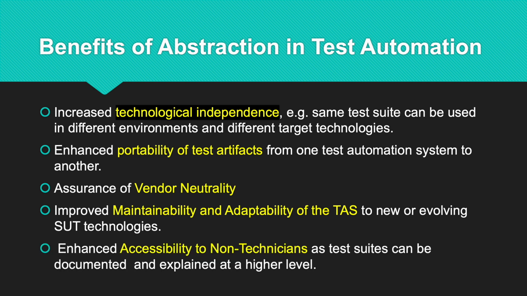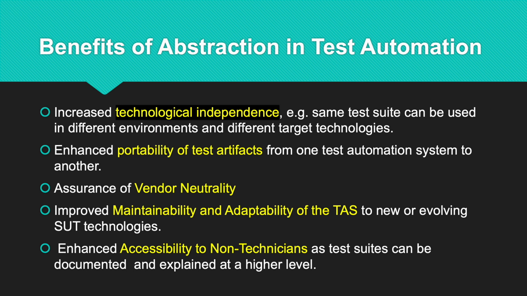Another benefit is that the test automation architecture will be more accessible to non-technicians. Abstraction facilitates better collaboration among team members by providing a clear and standardized way of designing, implementing, and maintaining test automation solutions, leading to increased productivity and alignment.